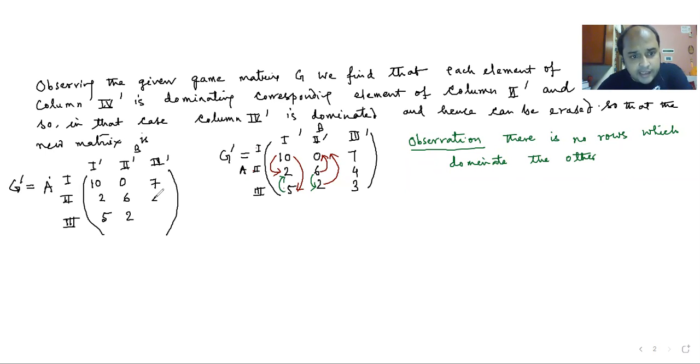So I'm writing this matrix once again, and now I'm trying to compare the columns. Now you see, if I compare these two columns, 10 is dominating 0, but 2 is dominated by 6, so column 1 prime and column 2 prime are not comparable. Here 10 is dominating 7, but 4 is dominating 2. So it is also not comparable. And here 7 is dominating 0, but 4 is being dominated by 6. So it is not.